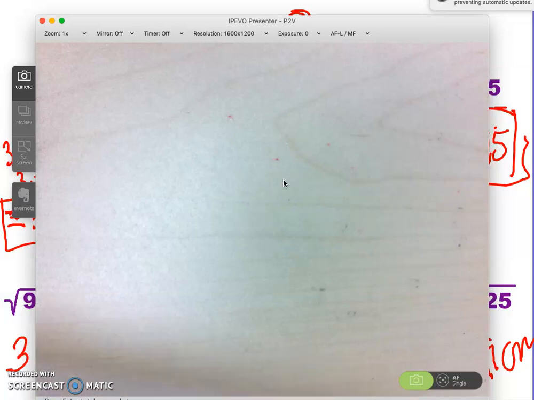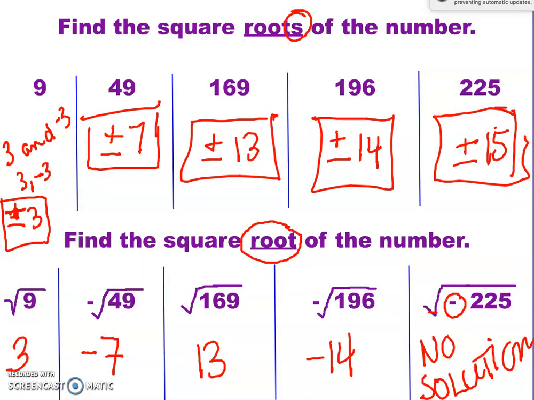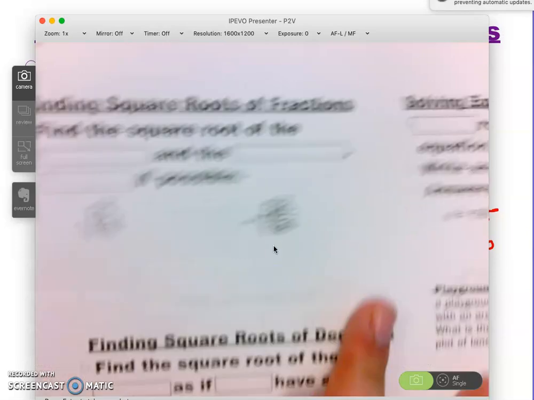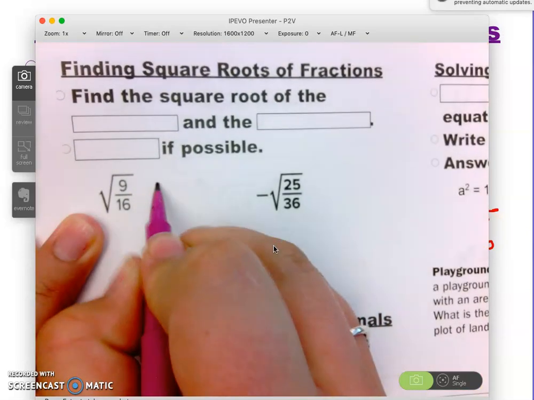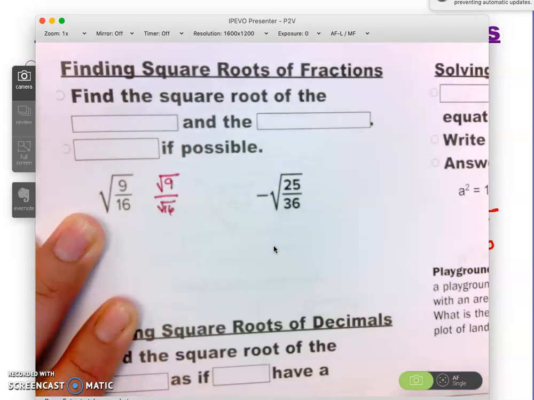Okay, finding the square roots of fractions. In this case, you're going to just find the square root of the numerator and the denominator and simplify if possible. So you could also rewrite these as two separate roots: square root of 9 over the square root of 16.